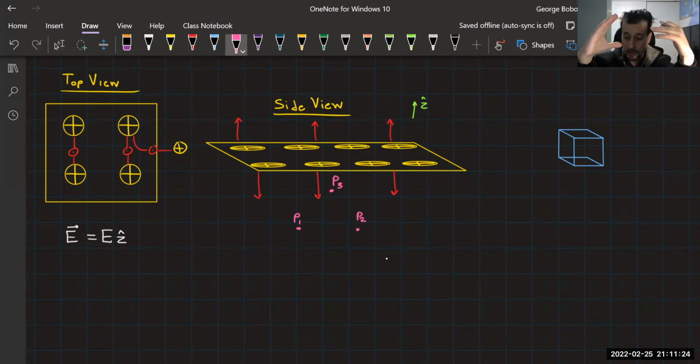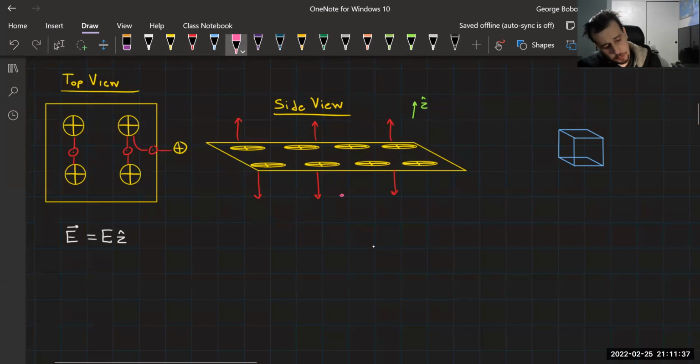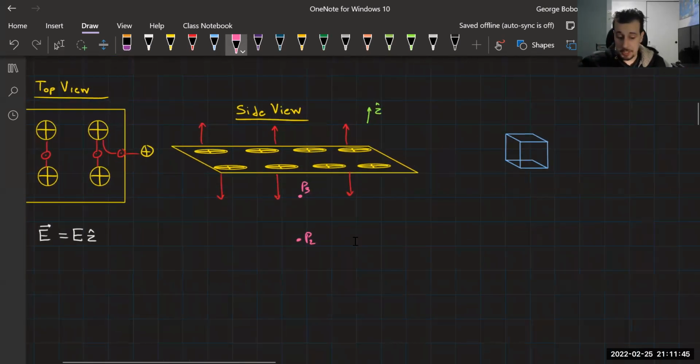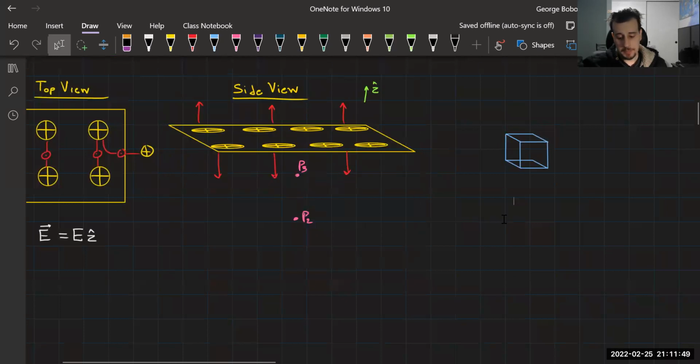All three of these points actually see the same picture. Now, P3 is a little more complicated to explain, but I'll explain it like this. How can P3 and P2 experience the same electric field? How's that possible? Let me explain with a little bit of an aside here to convince you.